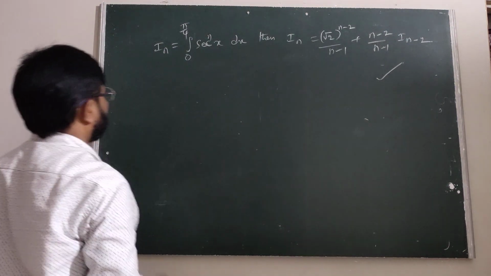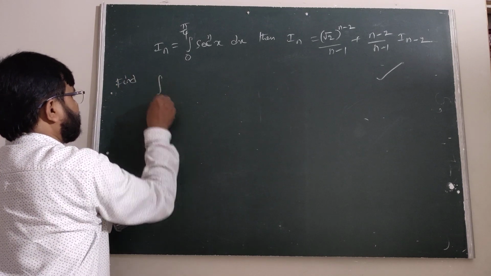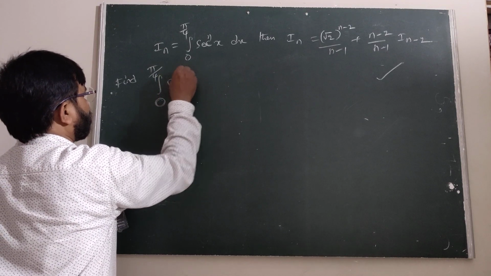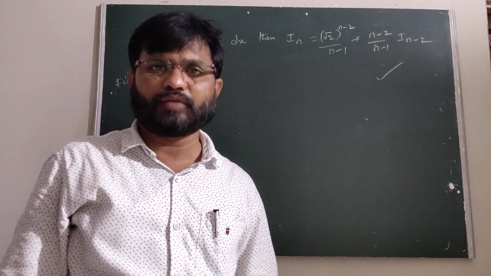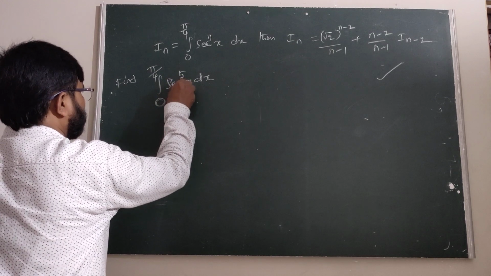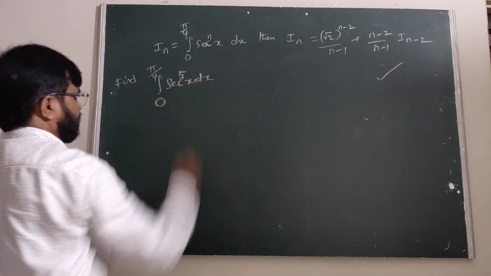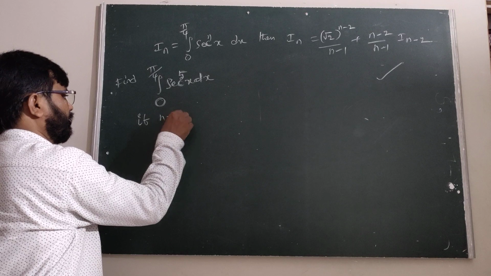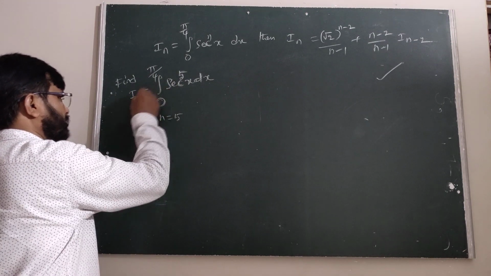Now find the integral from 0 to pi by 4 of secant power 5x dx. How to evaluate the integral 0 to 45 secant power 5x dx? Now we are taking n equal to 5, that means this is I5.